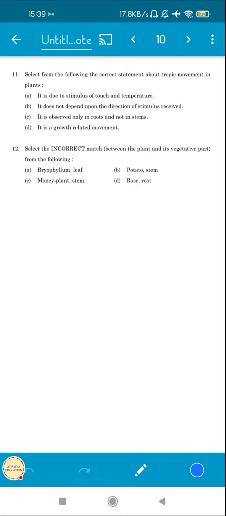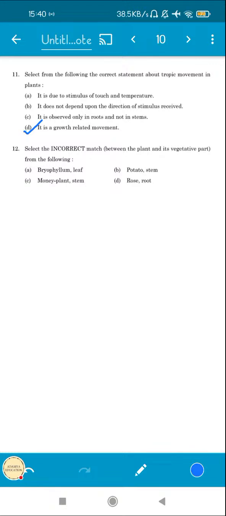We know whenever we place a piece of log near a pea plant or near some climber plant, it will automatically twine itself around it and it will grow accordingly. So every type of tropism will show growth related features. So the option D will be the correct option. Now option number A is not correct because the stimulus of touch has been mentioned, which is not an external stimuli. Number B, it does not depend upon the direction of the stimulus received. It's wrong. Phototropism, hydrotropism totally depends upon the direction from which the stimulus has been given to the plant body.